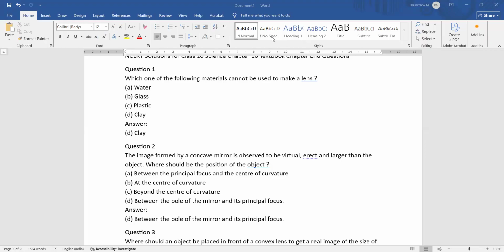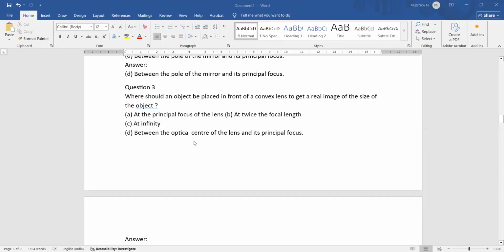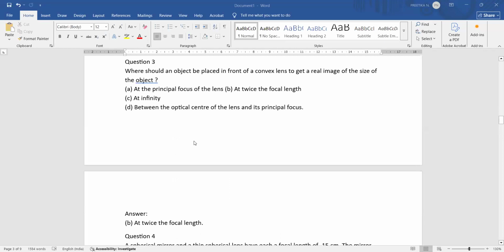The next question we have already done, because we had discussed mirrors, I guess, as far as I know. Then the third question we have: where should the object be placed in front of a convex lens so that the image of the size of the object is real? Meaning we want a real image. Where should I place my object in front of the convex lens? At the principal focus, twice the focal length, at infinity, or between the optical center of the lens and the principal focus. So you want a real image of the size of the object, so where do we place it?